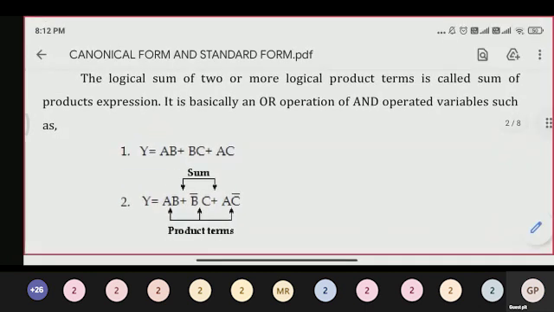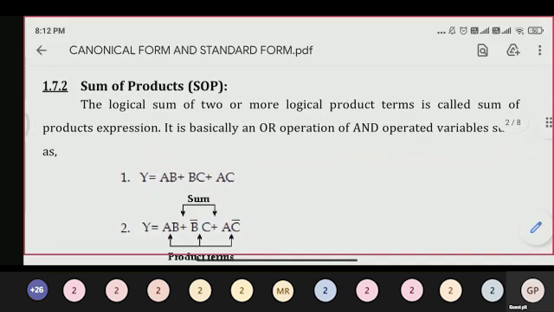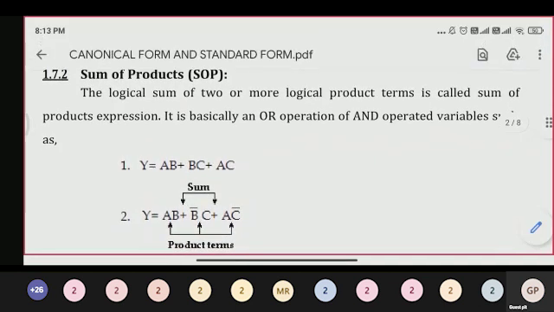Next one is sum of products. A sum of product is nothing but a logical sum of product terms, called a sum of product expression. See the expression Y is equal to AB plus BC plus AC. In this expression, you have three product terms. The three product terms are summed together. That's why this expression is called sum of product terms.